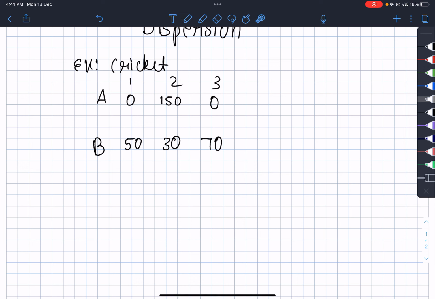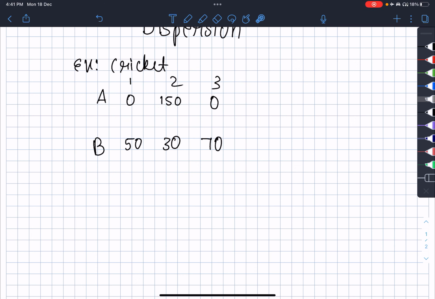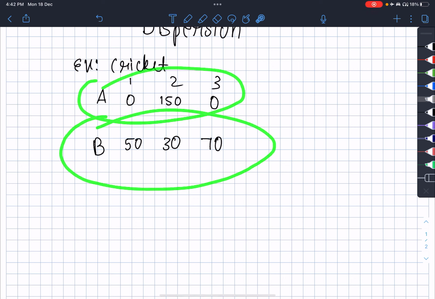Can you guess who is the more stable player, player A or player B? If the captain, or whoever is the head of the team, comes and asks whom we can send to open, we have the data of player A and player B.